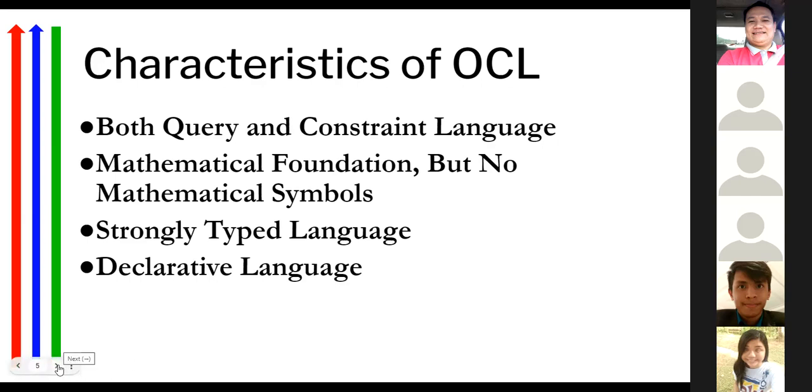And what do we mean by declarative language? OCL has no side effects. It's like just a comment in a UML or like a notation. It doesn't change the state of the class or the object.